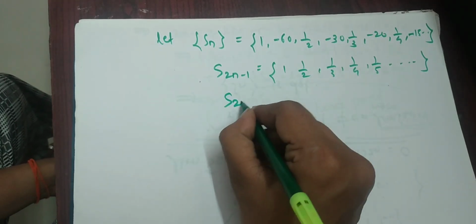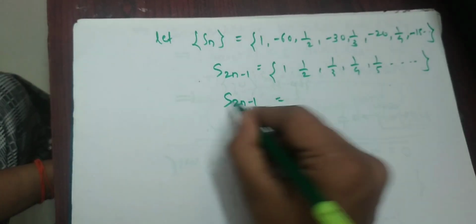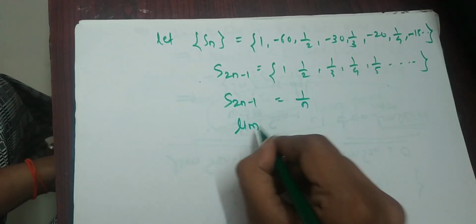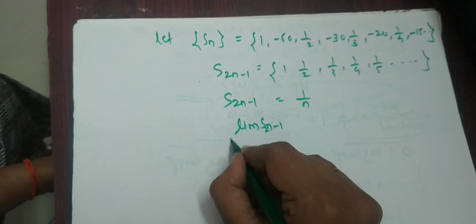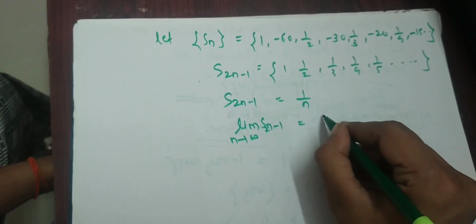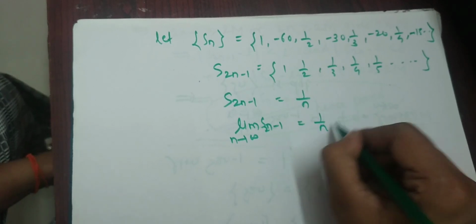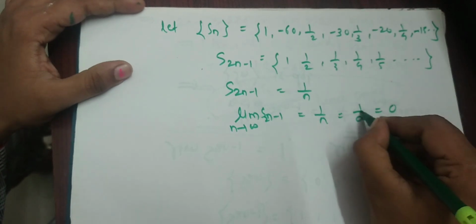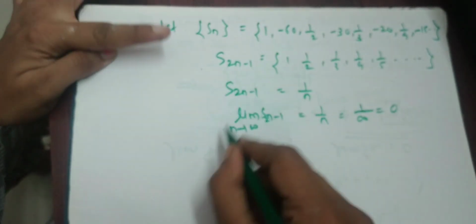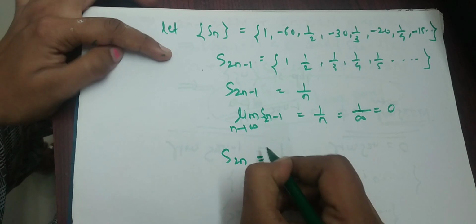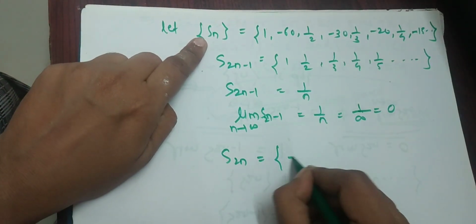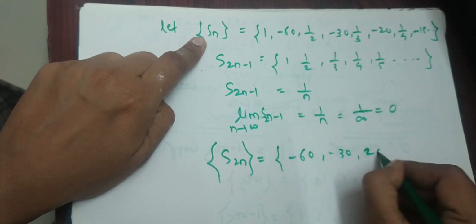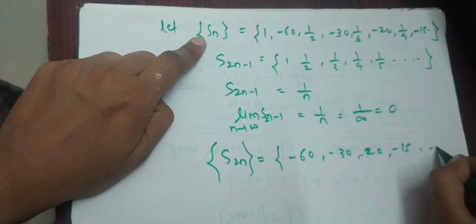So you can write that the nth term of this sequence is 1 by n. And what is the limit of this nth term when n tends to infinity? So we can write 1 by infinity, that is 0. Now we can define the next subsequence of the original sequence Sn, that is minus 60, minus 30, minus 20, minus 15 and so on.